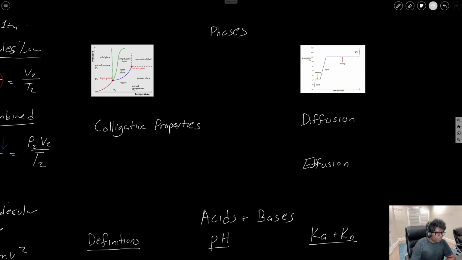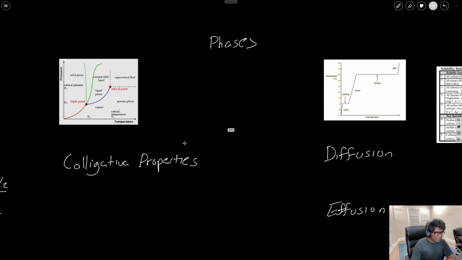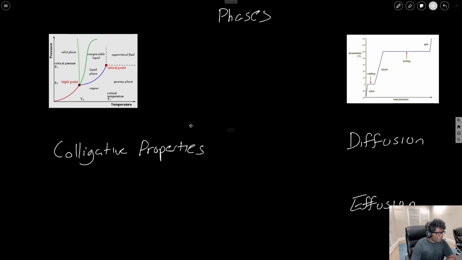Let's move forward towards phases. I like phases. An easier one we can talk about.